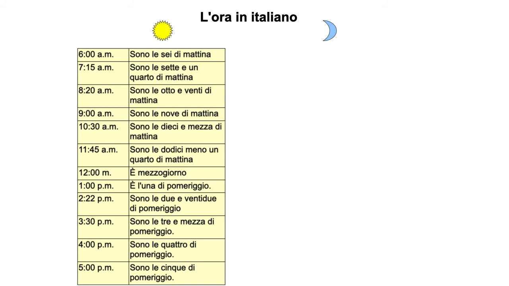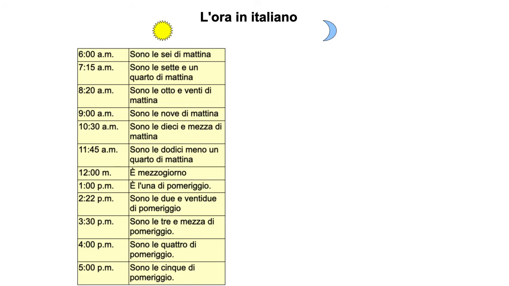Now at 12 in the morning, you can say sono le 12, right? But probably everybody would say what it says here, è mezzogiorno. Let's pronounce that one. Mezzogiorno. Mezzogiorno vuol dire noon, right? So it's noon.